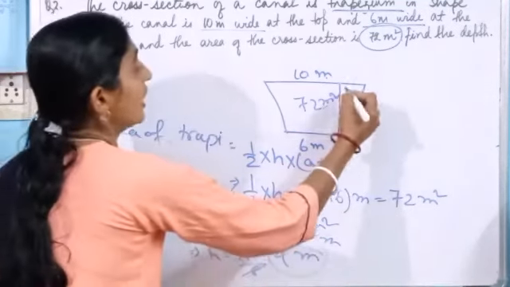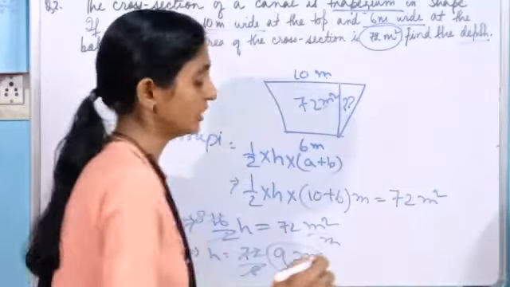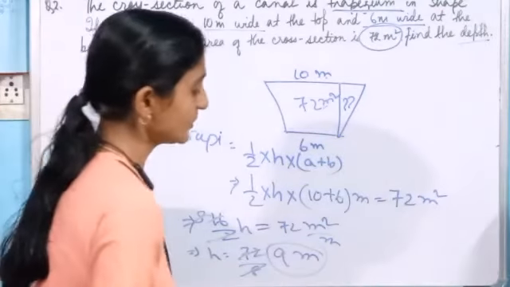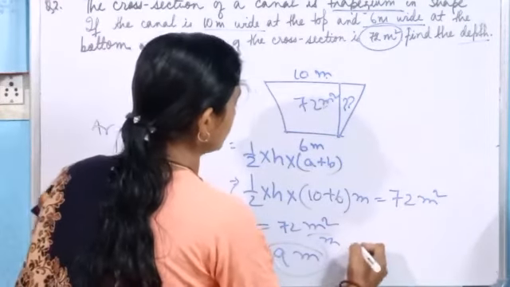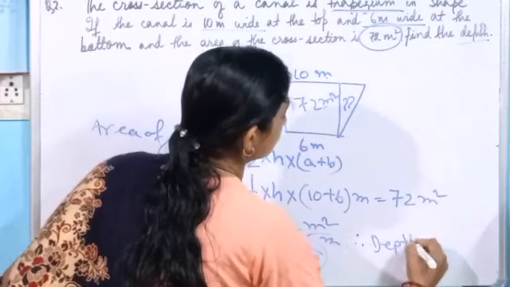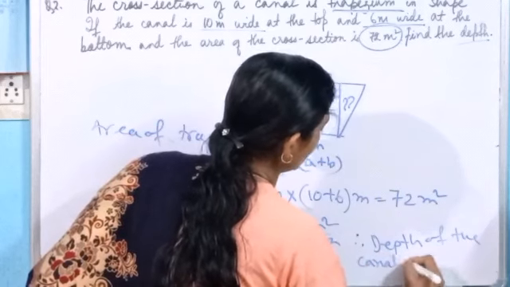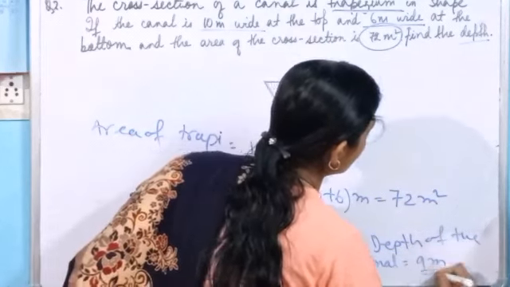So that height, that means the depth of this canal, will be 9 meter. So as per the answer, we can write the depth of the canal is equal to 9 meter.